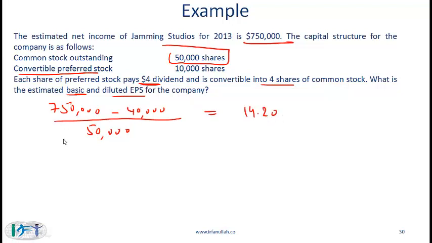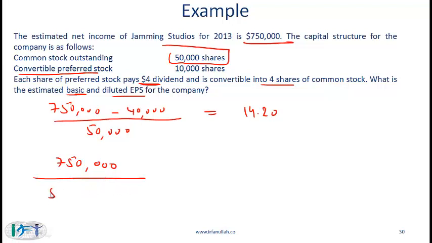To compute the diluted EPS, we assume that the convertible preferred stock is actually converted. What then will happen to the numerator? We have a net income of 750,000, and obviously if the preferred shares are converted, then we do not need to pay any dividends to preferred shareholders, so the minus 40,000 goes away and we are simply left with 750,000, but the denominator is going to go up.